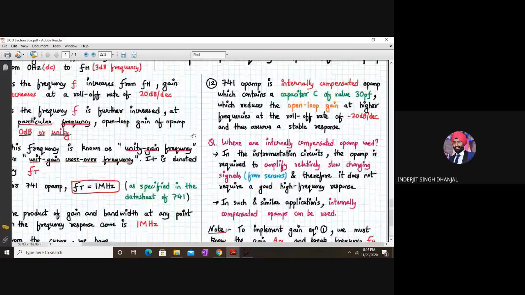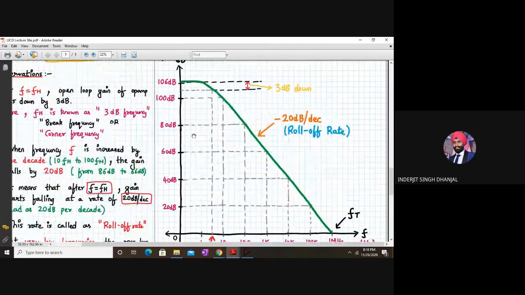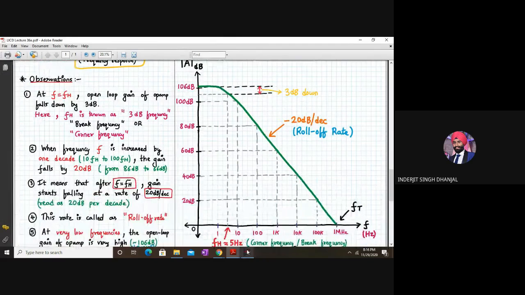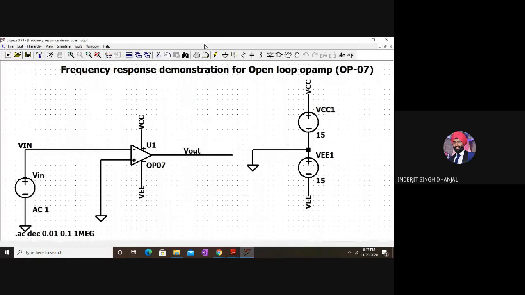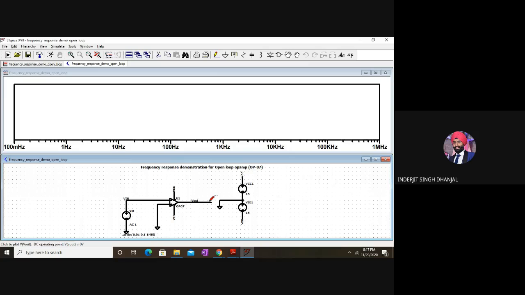But let us quickly see the frequency response curve in LTSpice first before leaving. This is the LTSpice simulation window, and we are checking the frequency response demo for an open loop op amp, that is OP07. We have powered up the op amp with a plus or minus 15 volt supply, and we have applied an AC of 1 volt peak magnitude. Let's check the frequency response now.